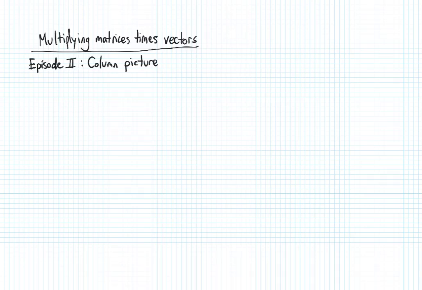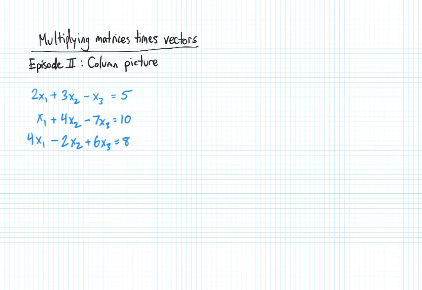Hi everyone. In the last lecture, we learned about how to multiply a matrix times a vector, and we saw that this gave us a new perspective on how to think about linear systems. In this lecture, we're going to learn about a different way to think about multiplying a matrix times a vector, and it's going to give us yet another perspective. So let's suppose we have a system of equations like this.